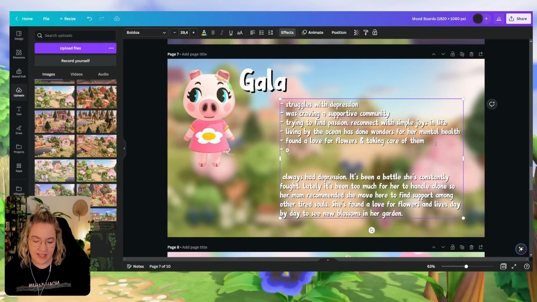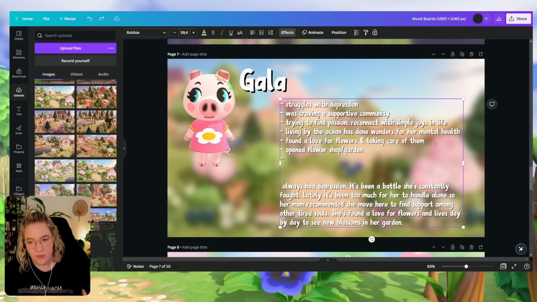So maybe she opened a little flower shop or just a flower garden. And because she wants to spread that joy, she trades those flowers with other people for whatever they offer. So like for Flurry, we already talked about her having a little cafe. So she does trade fresh flowers for baked goods. I feel like that's a good trade, right?